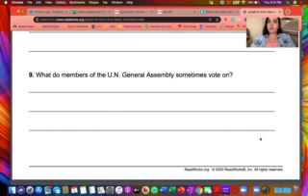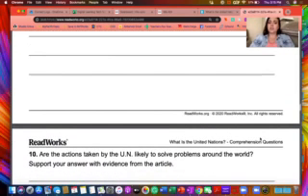All right, remember, room 1, if you are stuck on some of the answers here, go back to your passage and look to see if you can find the answers there. If you can see some of the same words from the question in the article, there's a good chance that you'll find your answer.